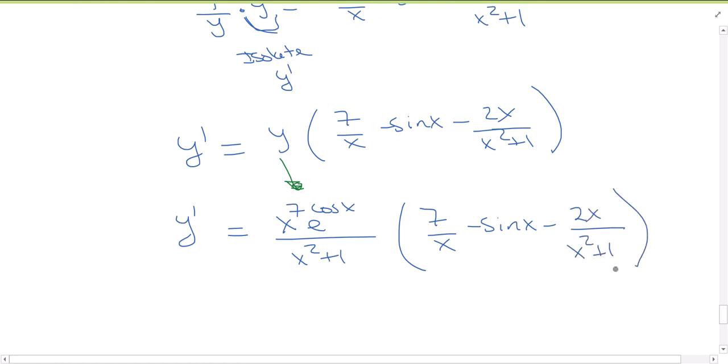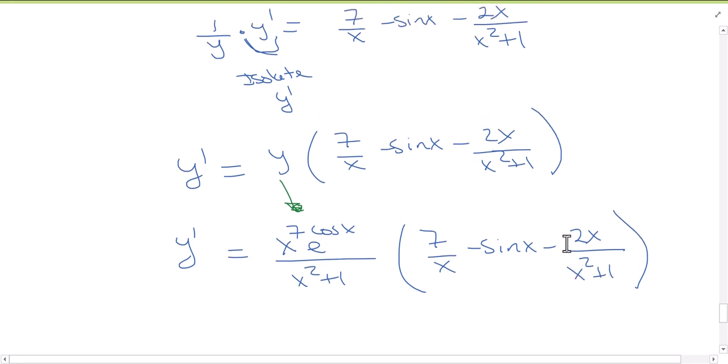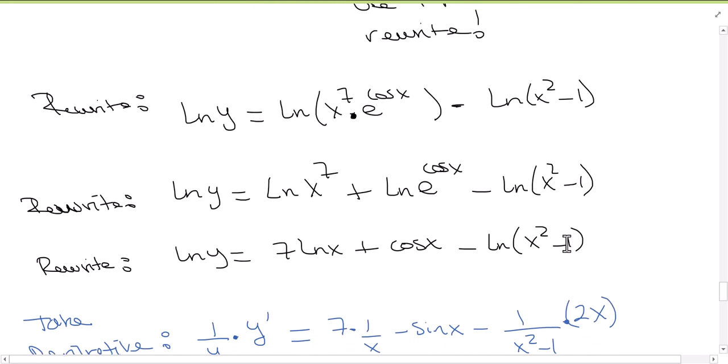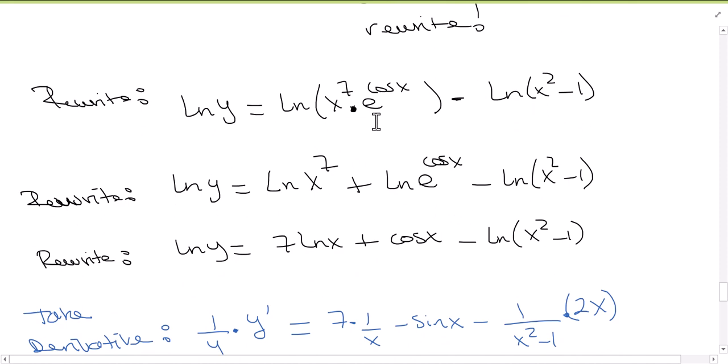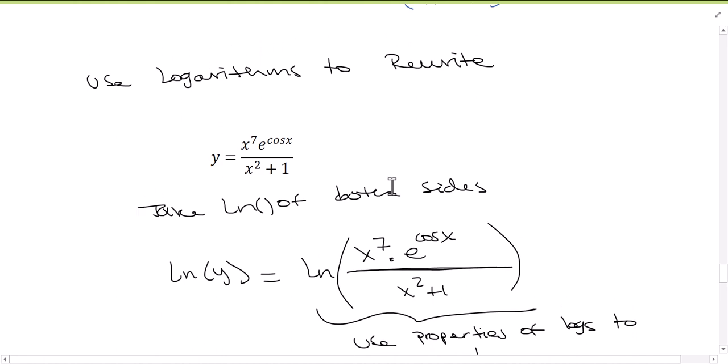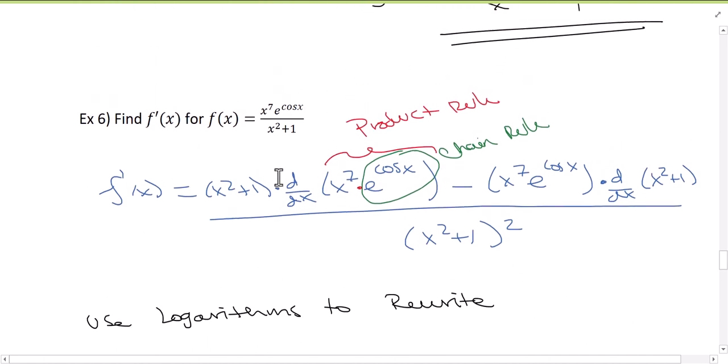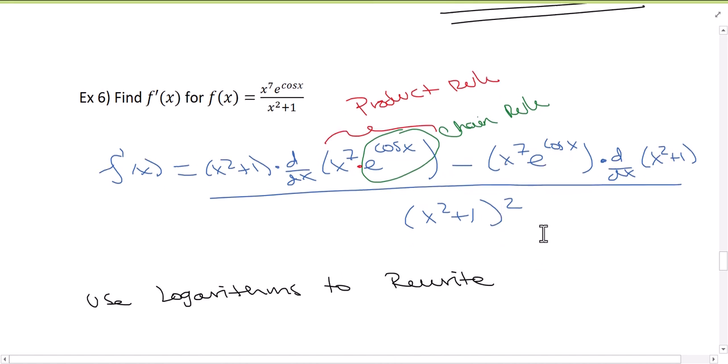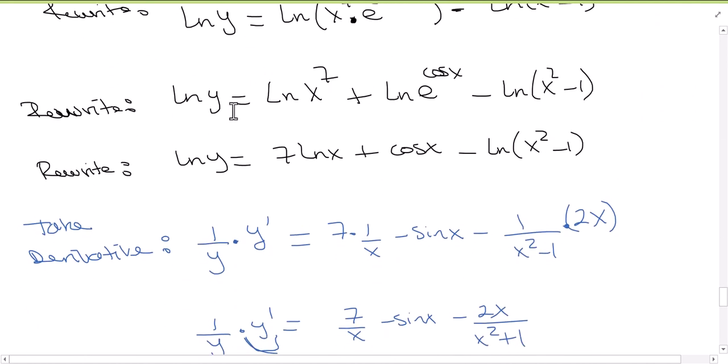So which one is better? You be the judge of that. I think it's easier to do it by applying the rules of logarithms than having to do a quotient rule. In taking the derivative of this, I would have had to do the product rule embedded with the chain rule, and then multiply that out quite extensively in order to simplify. So I prefer the logarithmic differentiation.